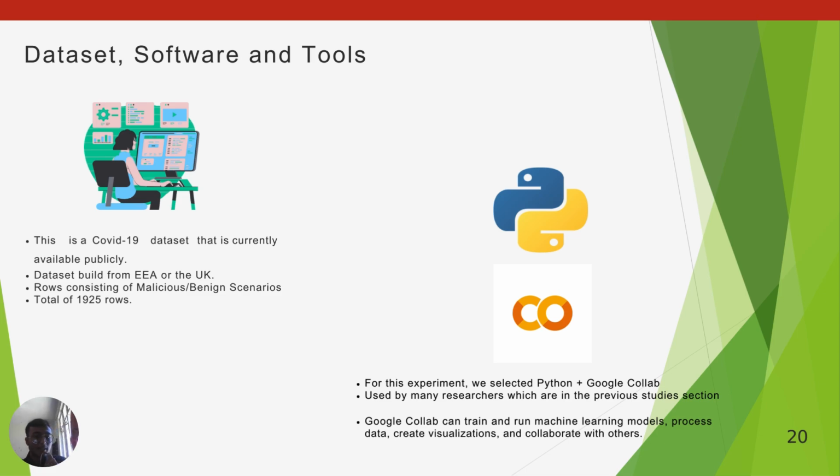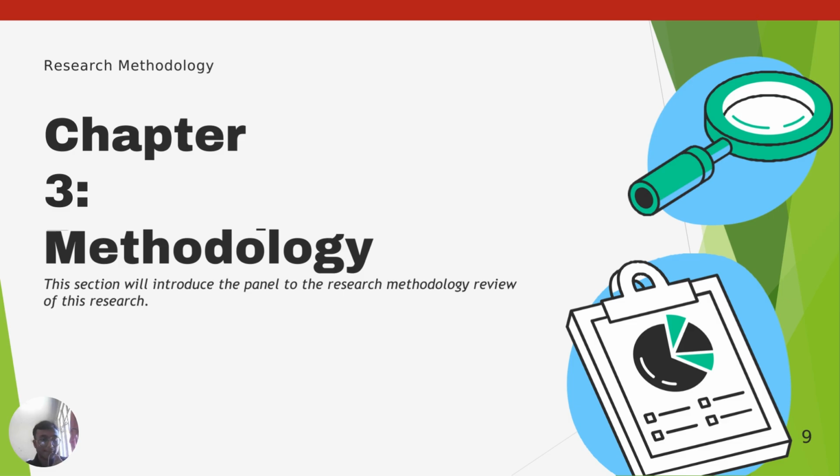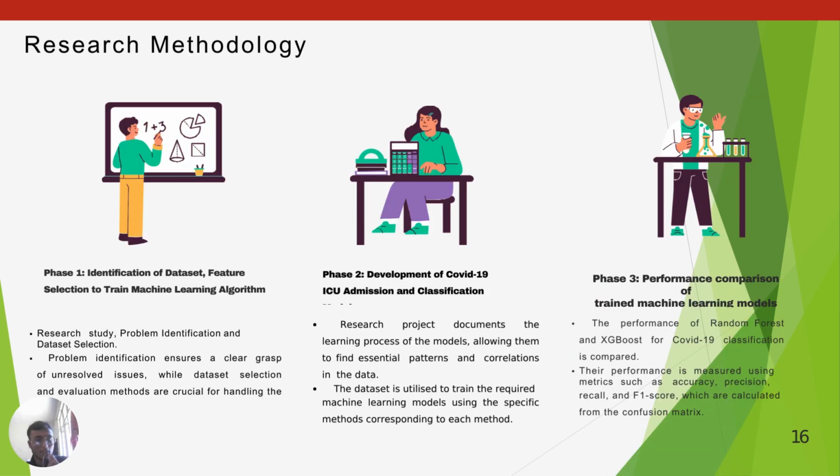The software that I use is Google Colab for working with my dataset, and the dataset I gained is from Kaggle. On the research methodology, I have three phases. The first phase is identification of the dataset and feature selection to train the machine learning algorithm. In this phase, we discuss the research study, problem identification, and data selection.